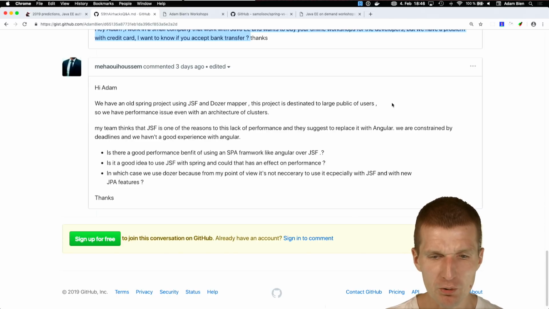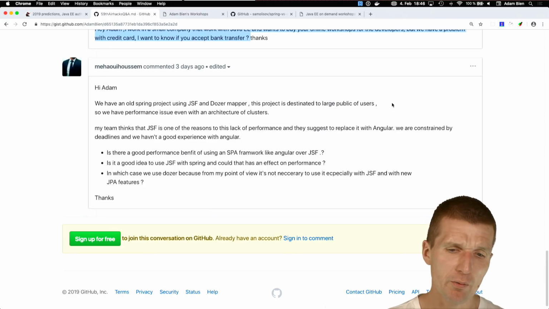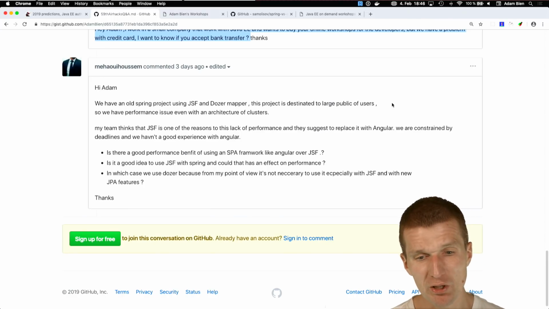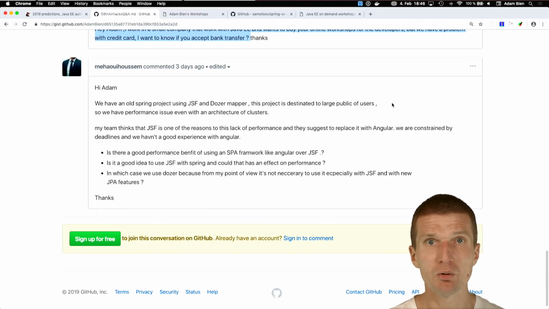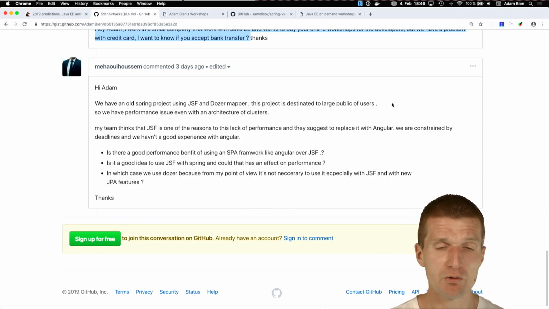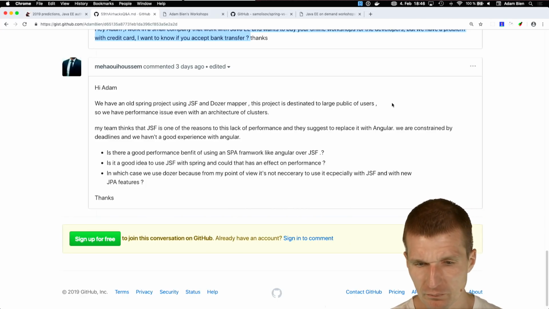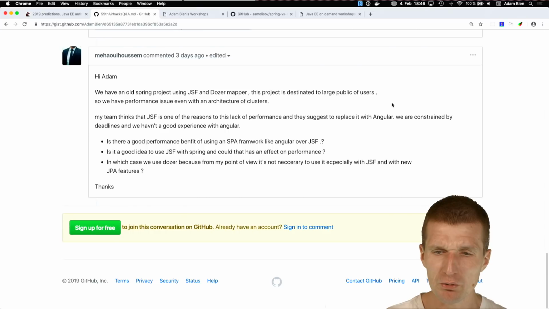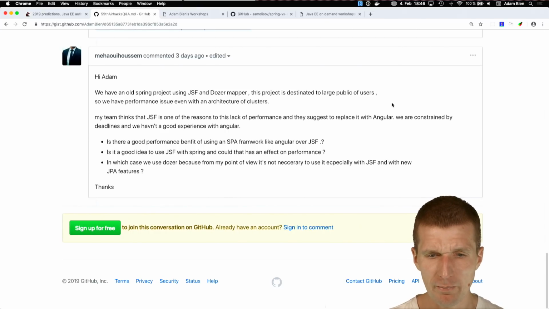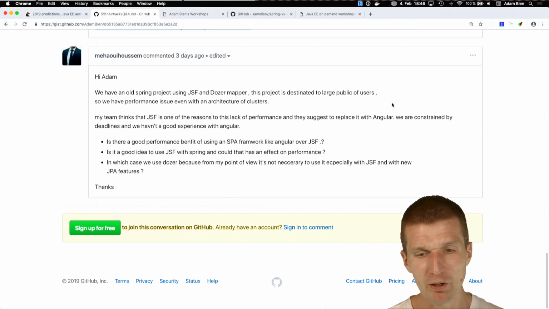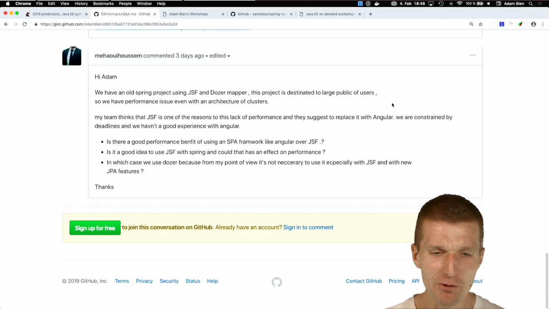We have an old Spring project using JSF and Dozer mapper. This project is destined for a large public of users, so we have performance issues even with an architecture of clusters. Okay, the question is now where you have the performance issues. Usually with JSF you could get CPU issues, because JSF does a lot of calculations on the server. And they would like to use Angular, and they have no good experience with Angular. Okay, now I got you.